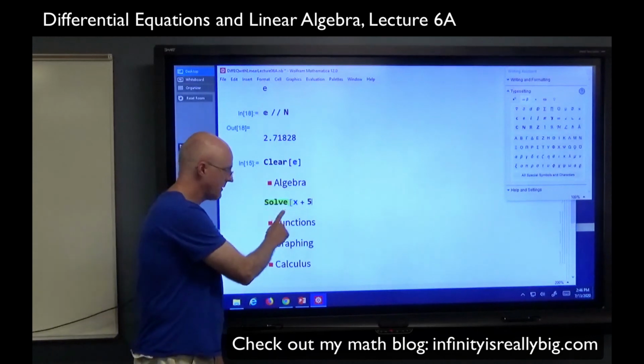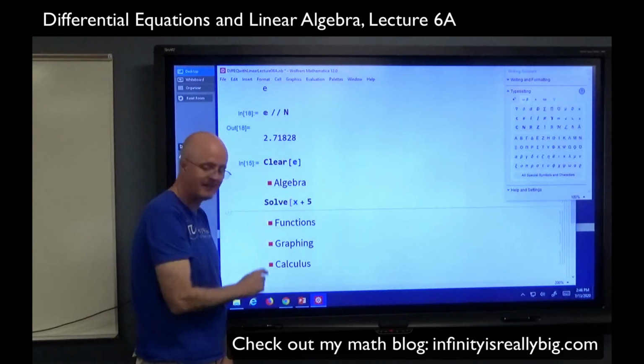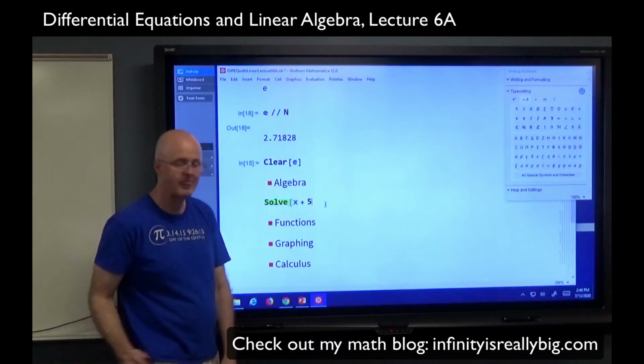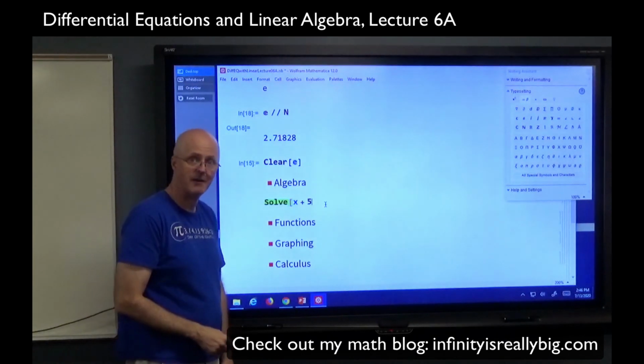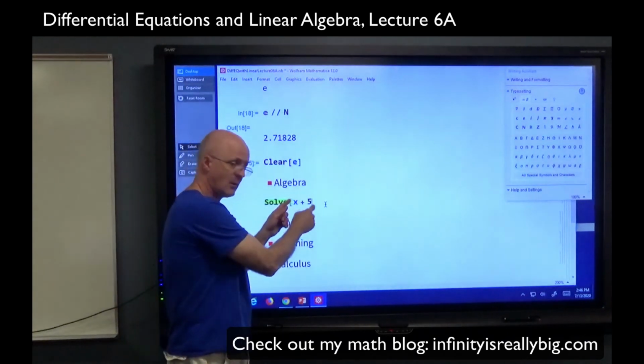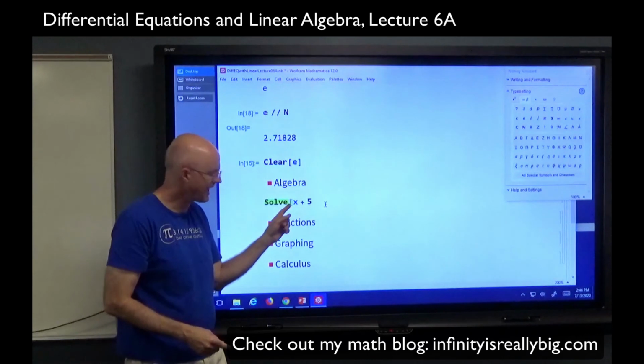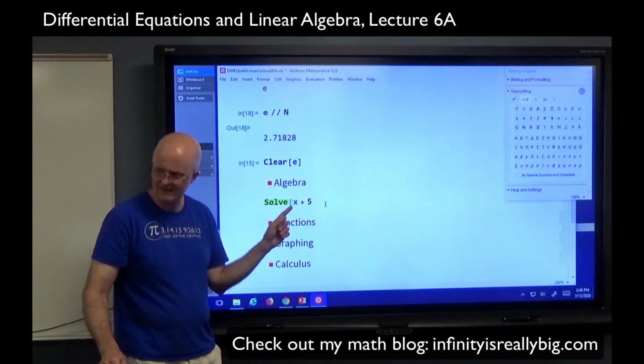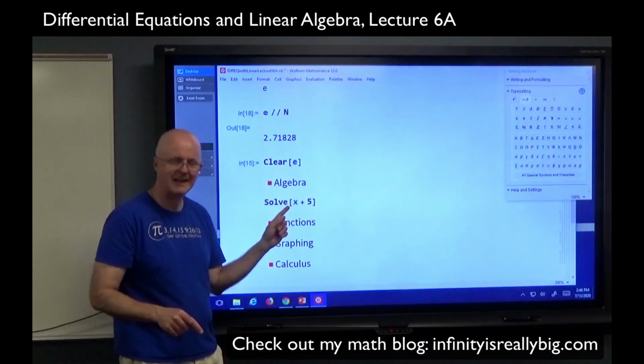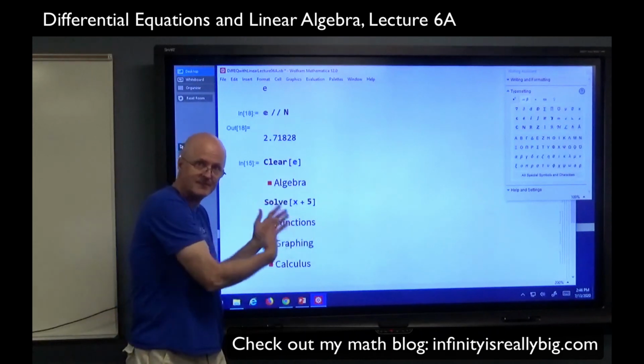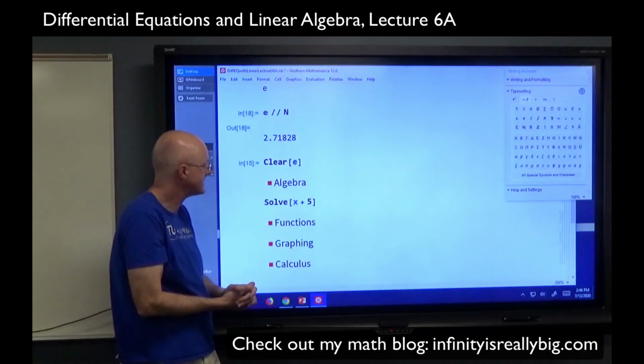Notice I'm starting with the word Solve. That's the Mathematica function that I'm using here. Capital S, it's capitalized. Notice I put a square bracket to start with, and notice the square bracket's pink instead of black. If I close that off by putting an end square bracket, it changes to black, telling me that I've closed off the square brackets.